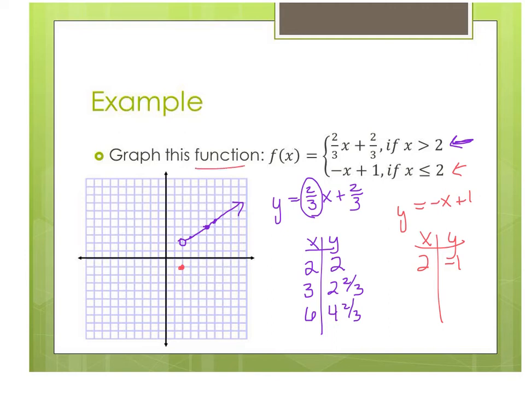And notice this is still a function because it's going to pass your vertical line test. Since I want x's that are less than 2, I might go to 1. Negative 1 plus 1 would be 0. You could also count your slope. When you draw this line, it only goes that way. And that's your piecewise function. So you're graphing part of both lines.